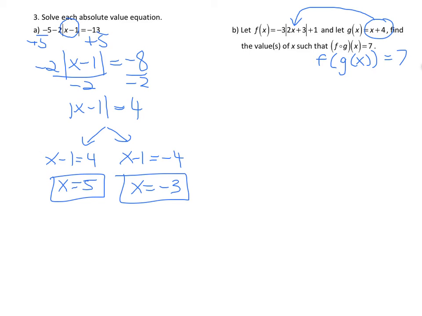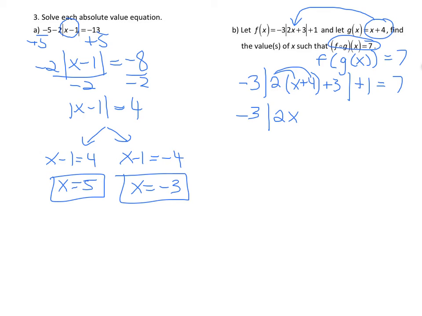So plugging x plus 4 in for x in the first equation, you get negative 3 times the absolute value of 2, and here's where I plug in x plus 4, and then plus 3, close my absolute value, plus 1, and then we're setting it equal to 7 because of this equation right here. Next, I would simplify the inside of the absolute value, and we get 2x plus 8. Adding 3 onto that, I get 2x plus 11 inside the absolute value.